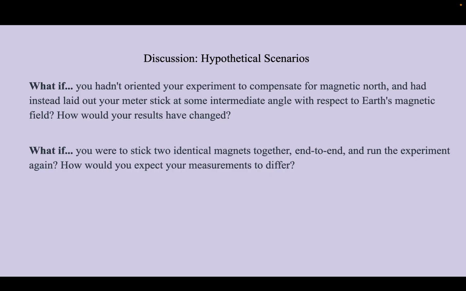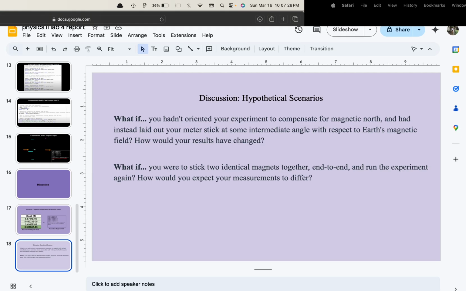And so, to wrap it up, to discuss some what-if scenarios: if we had oriented the experiment to compensate for magnetic north, and instead laid out your meter stick at some intermediate angle with respect to Earth's magnetic field, your results would have changed. And then, if you were to stick two identical magnets together end to end and run the experiment again, how would you expect your measurements to differ? You would expect the measurements to differ by some intermediate magnitude and some intermediate angle in order to get some intermediate amount.